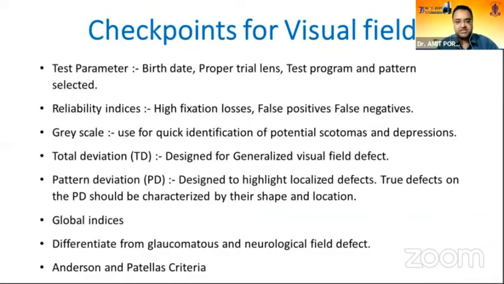So coming to the checkpoints, just the last two slides. For the visual field checkpoints, always look for the test parameters, whether they have been entered properly or not: the birth date, proper trial lens, test program, pattern selected. Look for the reliability indices, such as high fixation loss, false positive, false negative. The gray scale is used for quick identification of potential scotomas and depressions. The total deviation is designed for generalized visual field defects. The pattern deviation is designed to highlight localized defects. True defects on the PD should be characterized by shape and location. Look for the global indices, differentiate glaucomatous from neurological fields, and always look for Anderson's and Patella's criteria.